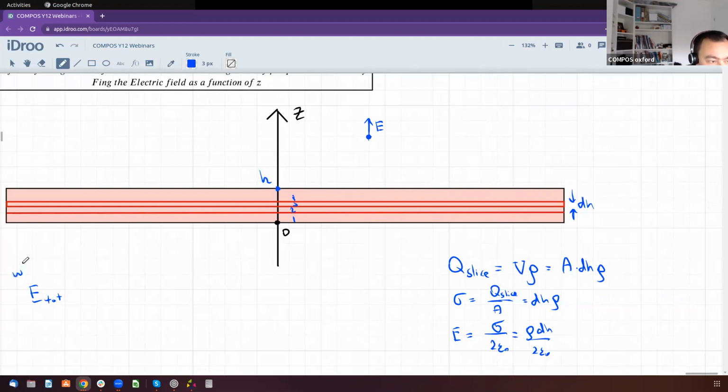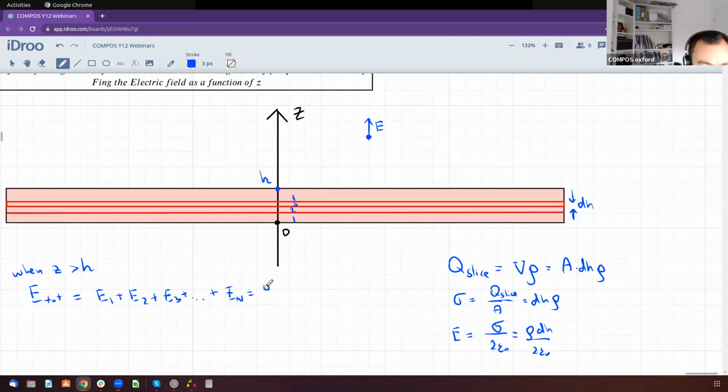So when z is greater than H, that means we are above the plane. When we're above the plane, the total field is E1 plus E2 plus E3 plus etc. plus En. And of each slice, it's this.